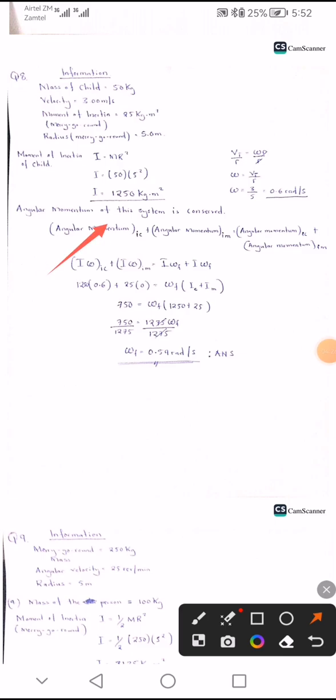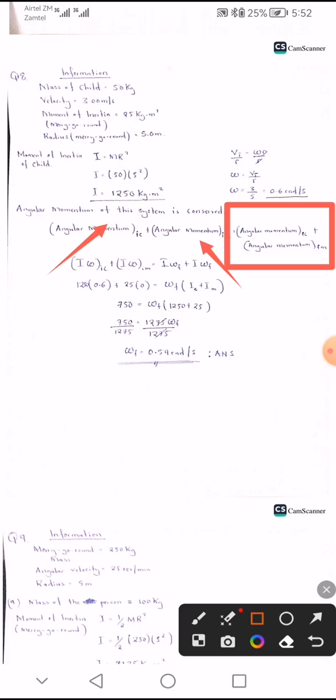Angular momentum, I is for initial, C is for child. And then this is the angular momentum of the merry-go-round, that's why there's an M there, I for initial. If we add these two, we find the initial angular momentum of the whole system. But after the child jumps onto the merry-go-round, that is going to change. That must be equal, because remember it's conserved, to the final angular momentum of the child.